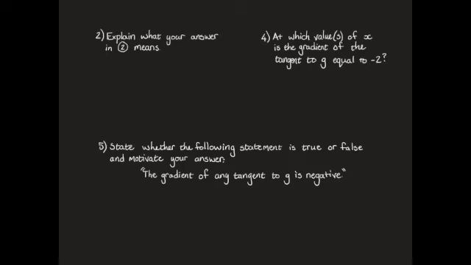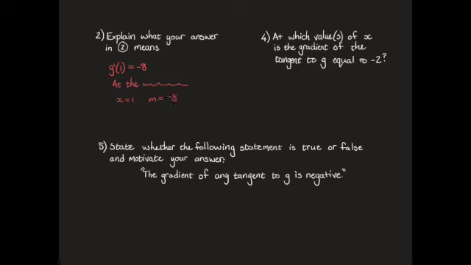Let's just go over it again. We've found the value of the first derivative when x is equal to 1, and we said it was equal to negative 8. What that means is, at the tangent at the point where x is equal to 1, the gradient of that tangent is going to be negative 8.